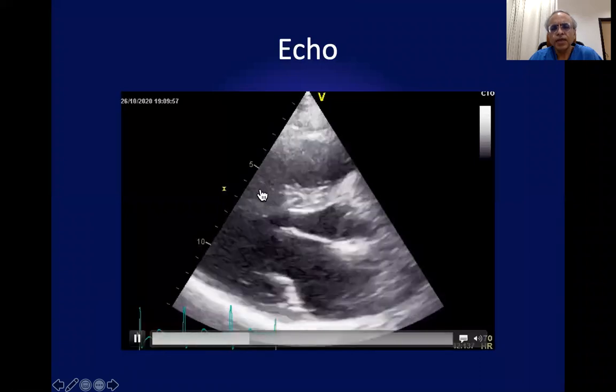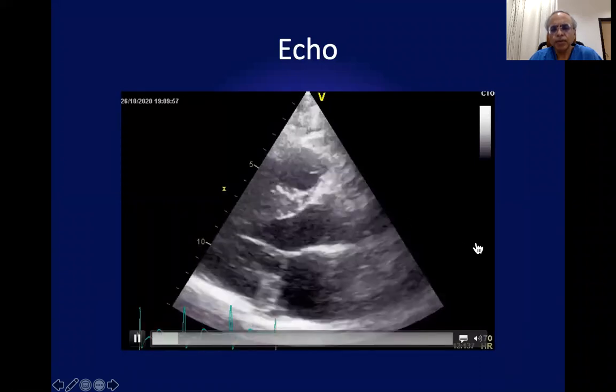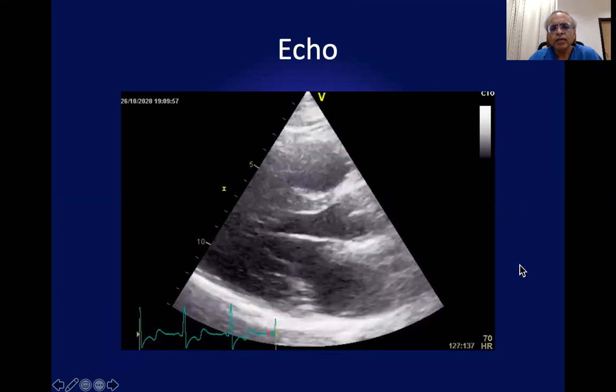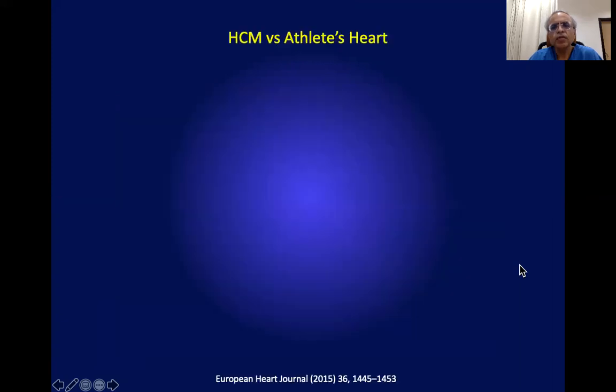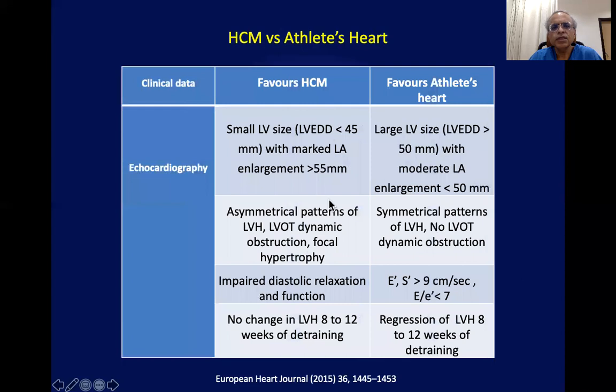Now our patient's echo definitely shows a left ventricular hypertrophy. Now can this be an athlete's heart? There are certain features of an echo which favor an athlete's heart. The athlete's heart has a much larger LV cavity and also larger LA size, while the HCM patients have a smaller LV cavity size and a large left atrium.